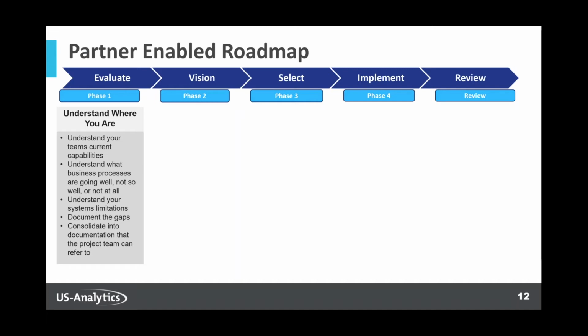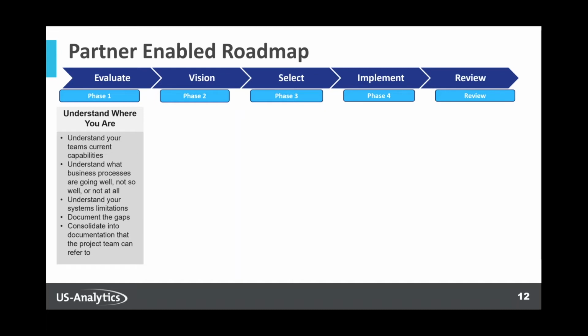But there are really 5 phases, 4 and then a review phase, that I recommend that you go through when you're talking about building your roadmap. And the implementation of EPM is just within phase 4. The other phases are really setting up the things we were talking about before, where you need to understand where you are today.